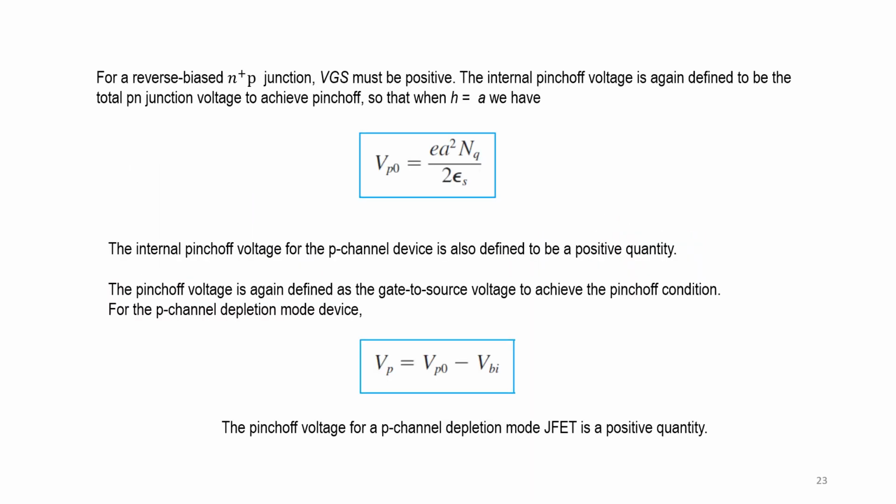Again for the P channel JFET, the internal pinch-off voltage will be equal to E times A squared times NA divided by 2 epsilon S. The same goes for the pinch-off voltage, but with the opposite formula, in which VP is equal to VPO minus VBI.